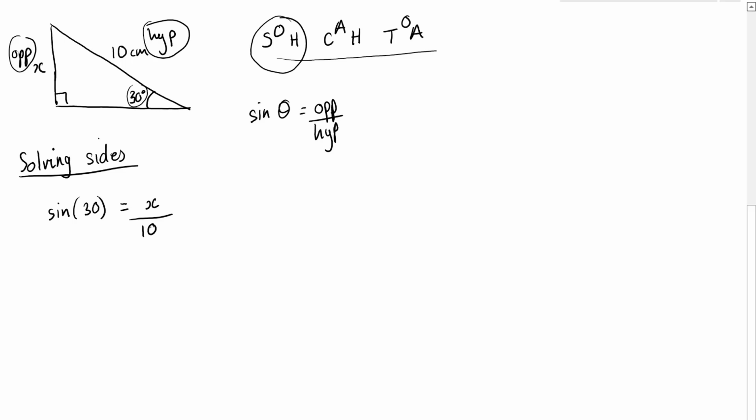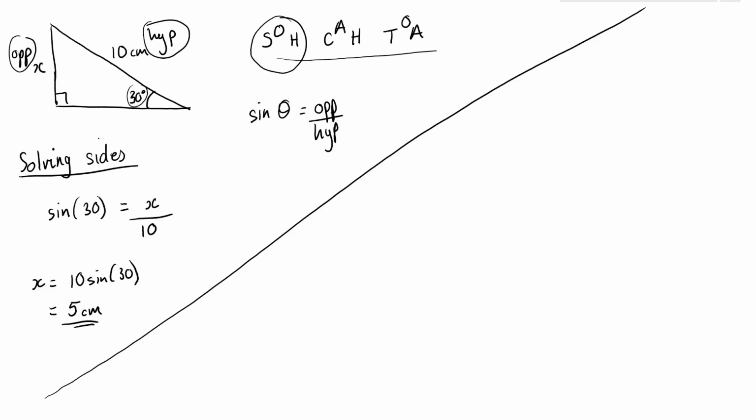If we have x divided by 10, to rearrange it, it's going to become x is equal to 10 times sine 30. And if you then put this in a calculator, 10 times sine 30 is going to give you 5 centimeters, and therefore we've solved for that side. So solving sides is the easy half of trigonometry.